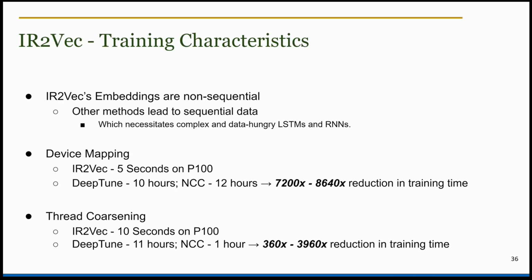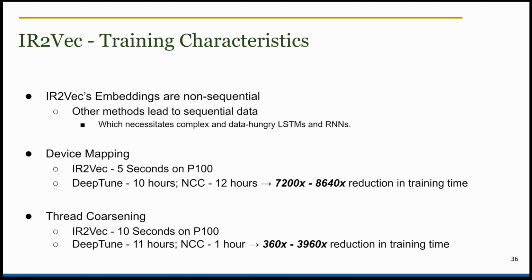Now let us talk about the training characteristics of IR2Vec. IR2Vec embeddings are almost non-sequential, unlike other approaches that model the embeddings as sequential data. One important point is that if we model data in a sequential manner, we need to use sequential models like LSTMs and RNNs. This is directly observed when it comes to training time.